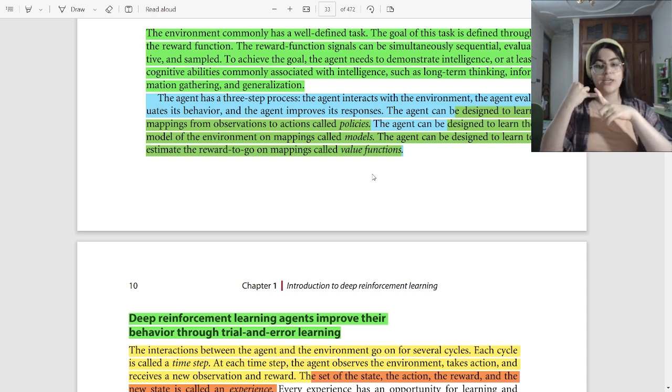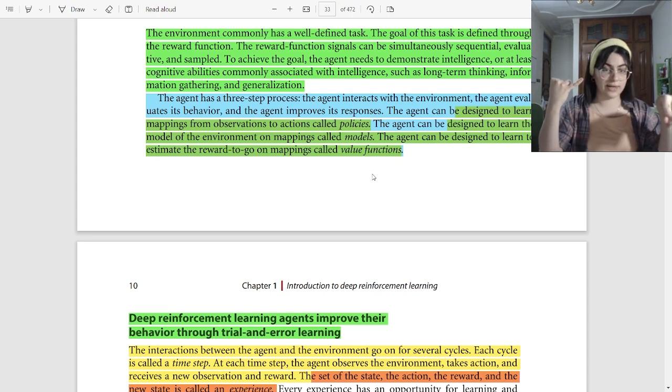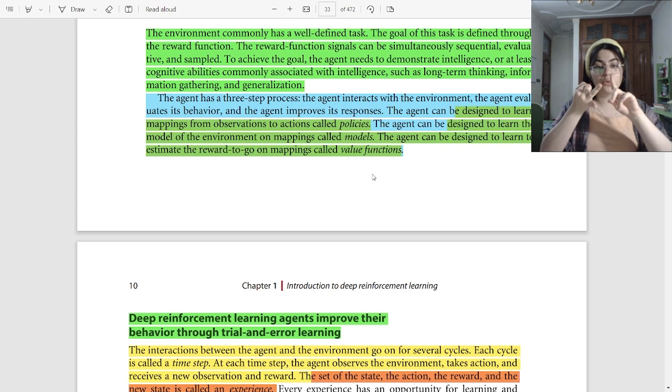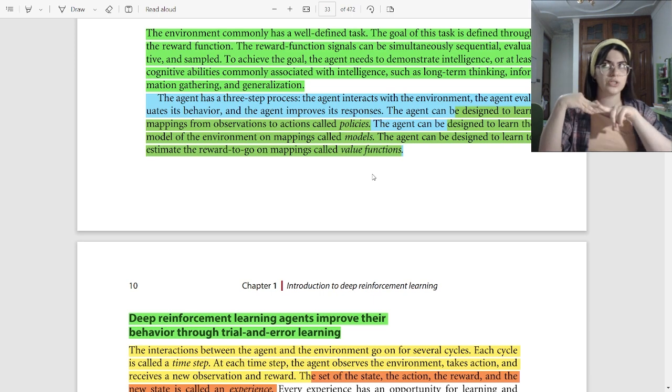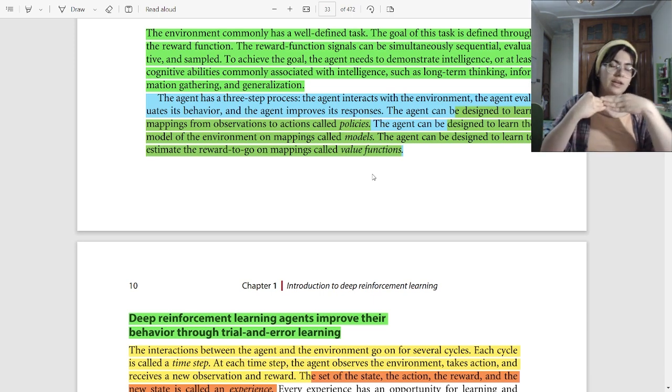So either we are trying to learn policies, which are the mapping of observations to actions, or we are trying to learn the model of the environment, which is like the mappings of the states to the next state, how the environment works basically. And sometimes we are trying to learn the value function, which is like the rewards that we are supposed to get in the future, the estimated reward if we go to the end of the future.